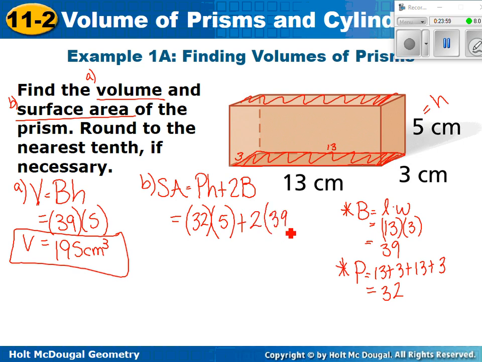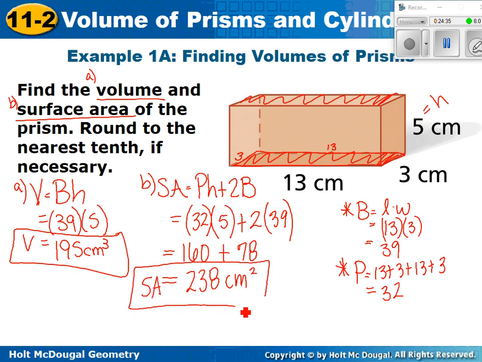39. And again, if you'll just find those things over to the side, it makes it so much easier when you get to surface area, just plugging them in. All right, what's 32 times 5? 160. Plus, what's 2 times 39? 78. They are like terms, so we can add them together. So what's the surface area total? 238 units. It's area, so it is centimeters squared. And notice, units are going to be really tricky this chapter. So be really careful. Volume should be cubed. Surface area should be squared.